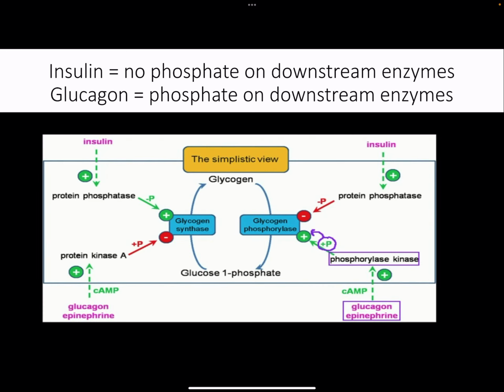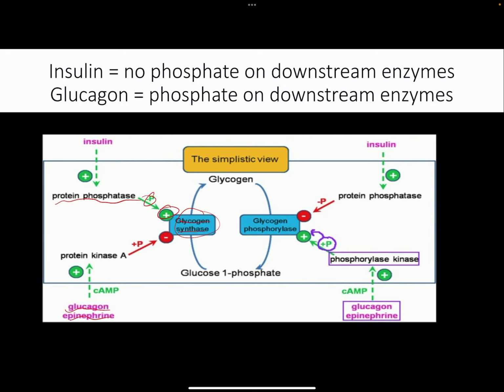All right, so insulin is no phosphate on downstream enzymes. Glucagon is phosphate on downstream enzymes. So let's just look at an example. Glycogen synthase. This is building glycogen. That means it's anabolic. That means it's going to be stimulated by insulin. Remember that insulin is taking off phosphate. That's just what it does. You should just commit that to memory. And that's exactly what we see here. Insulin is empowering a phosphatase, which takes off a phosphate from glycogen synthase and therefore activates it.